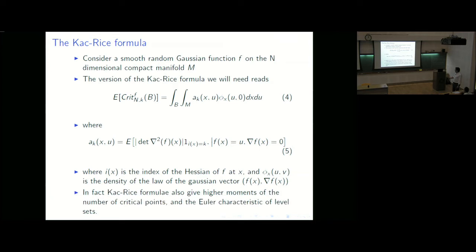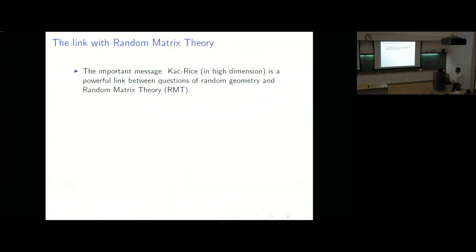In fact, there are variants of this Kac-Rice formula where you can compute higher moments. This computes the first moment, the expectation of the number of critical points. You can compute the second moment, third moment, so you can compute the variance and try to compute the dispersion, and you can also compute the Euler characteristic and more complicated objects. So the important message is that the Kac-Rice formula in high dimension is a link between the question of random geometry and topology that we are looking at, and questions of random matrix theory.